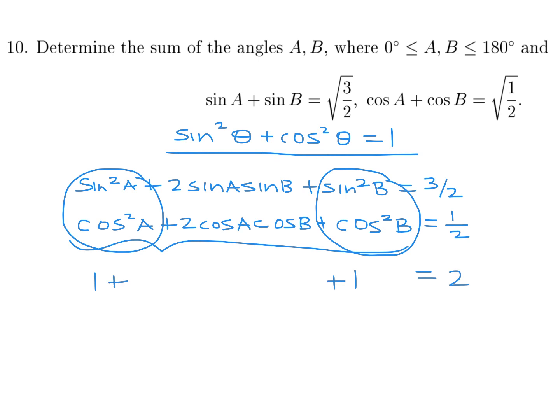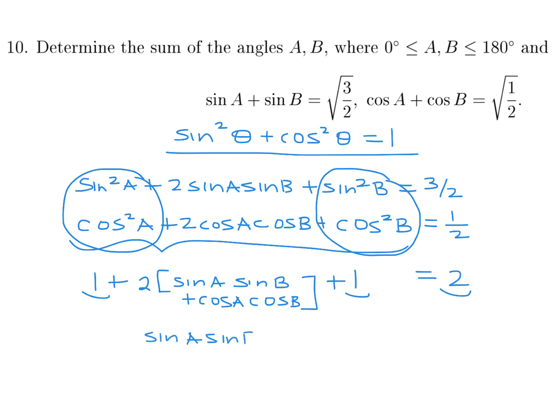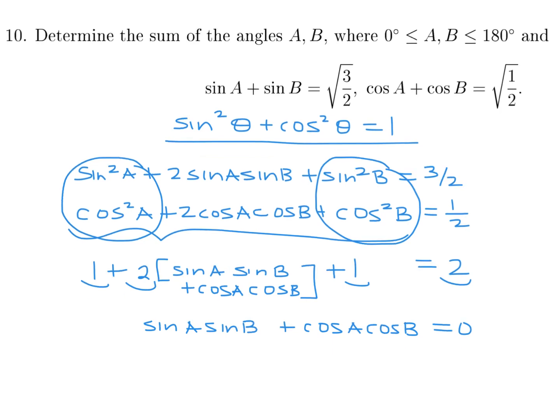So we've got 2, and factor out a sine A, sine B, plus a cos A times cos B. Okay, well 1 plus 1 is 2, and that's 2, so that just cancels. So all you're left with is just this: sine A sine B plus cos A cos B is equal to 0, because the 2 will be able to be canceled out as well.